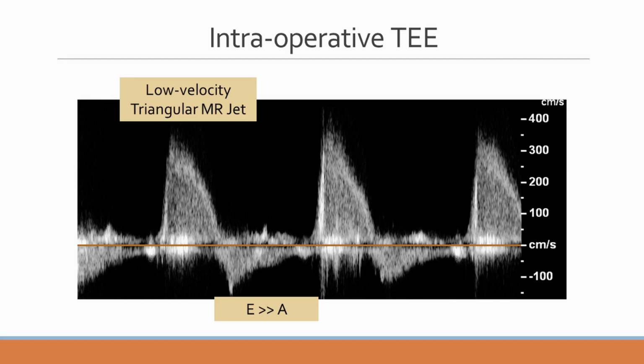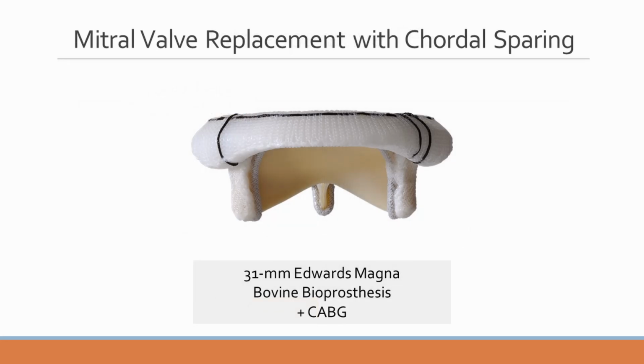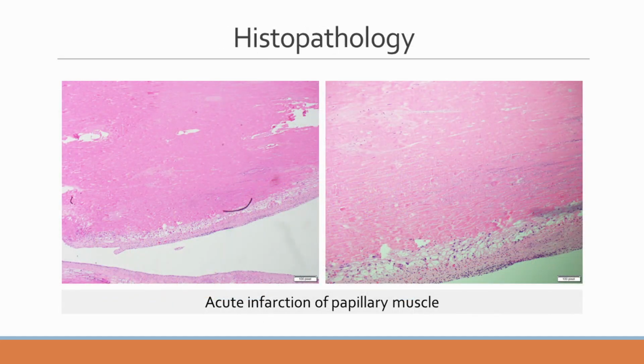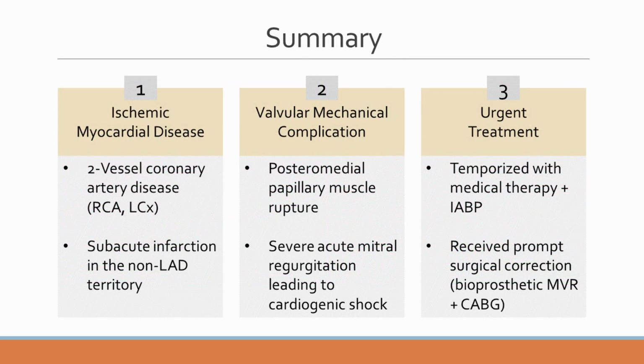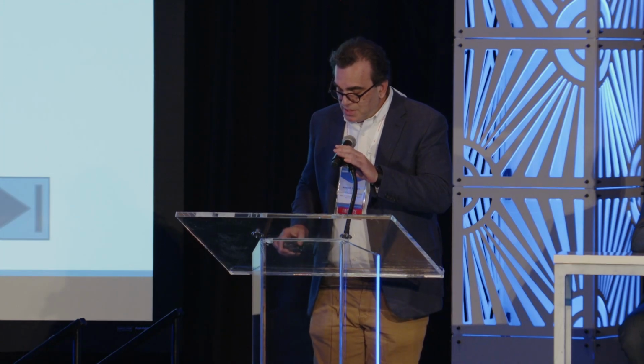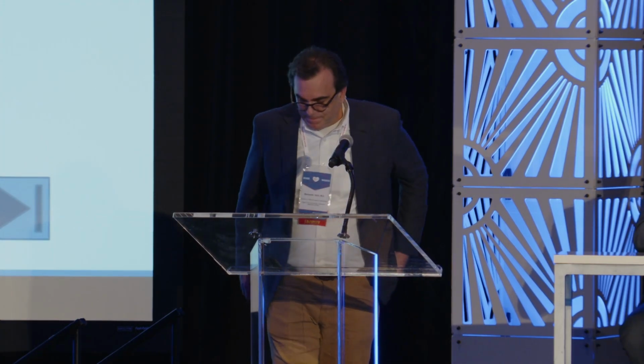Recognize it immediately as acute surgical intervention: mitral valve replacement, CABG, and this is the specimen, with acute myocardial infarction. So this is the summary: ischemic mitral disease, subacute myocardial infarction, leading to mechanical complication, appropriate treatment. So epilogue, 3 years later, he is doing very well. So thank you very much in these 7 minutes. I really appreciate it.